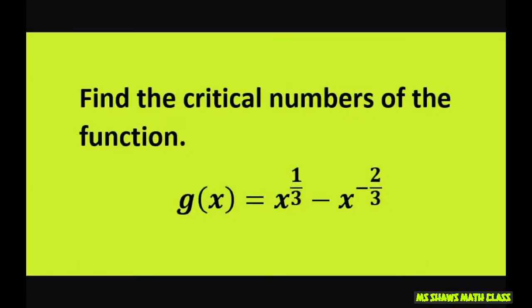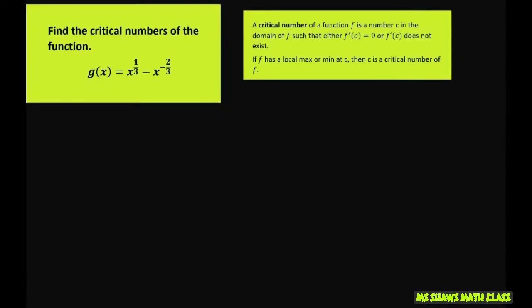Everyone, we're going to find the critical numbers of the function g of x equals x to the 1/3 minus x to the negative 2/3. Before we get started, let's look at critical numbers. For the critical numbers, we need to look at c in the domain of f. And what I want to talk about real quick is, let's look at this domain of f.